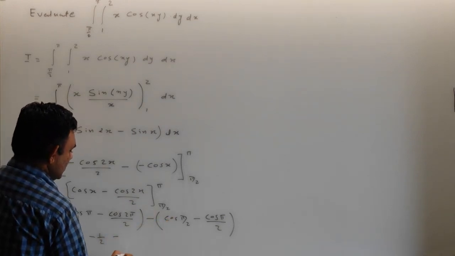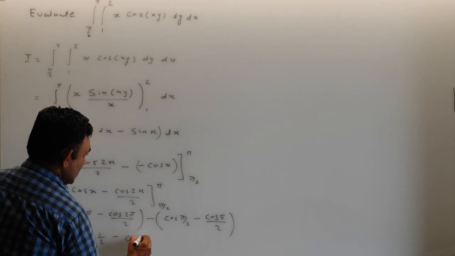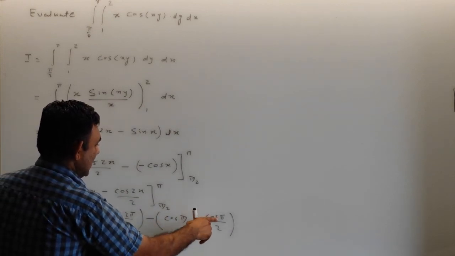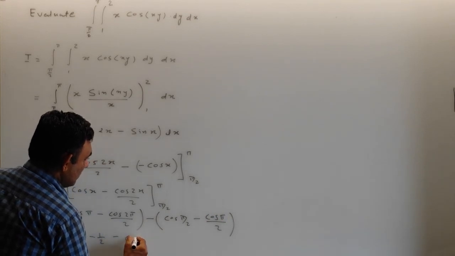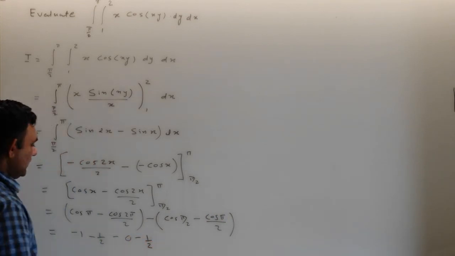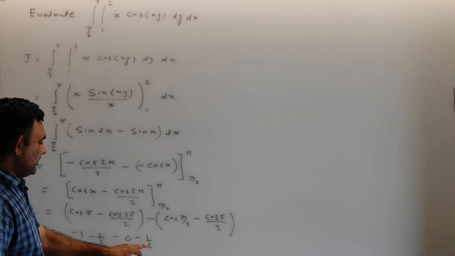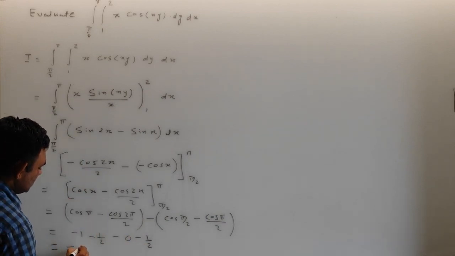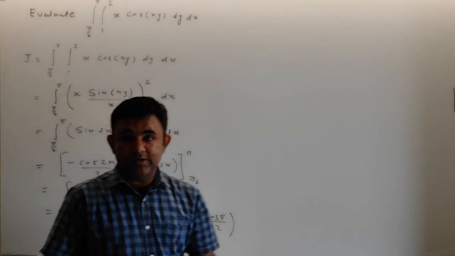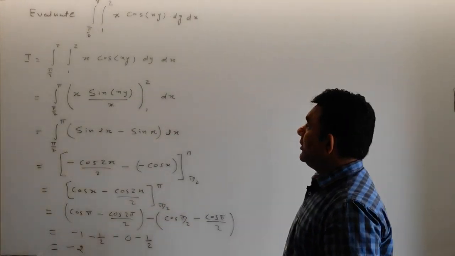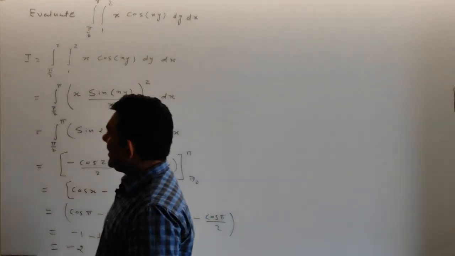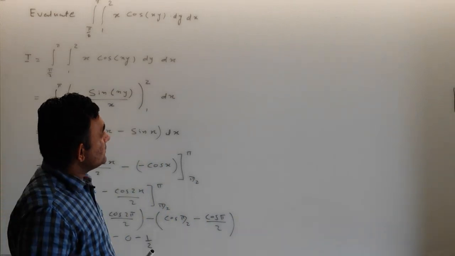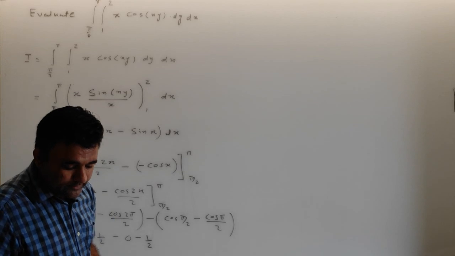So finally, cos pi is minus 1, minus cos 2 pi which is plus 1, so 1 by 2, minus cos pi by 2 which is 0, and minus minus plus cos pi which is minus 1. So we have minus 1 by 2, minus 1 by 2 is minus 1, and with the other minus 1 it is minus 2. So it is negative 2. The final answer is minus 2. Okay, now let us go for the third one.